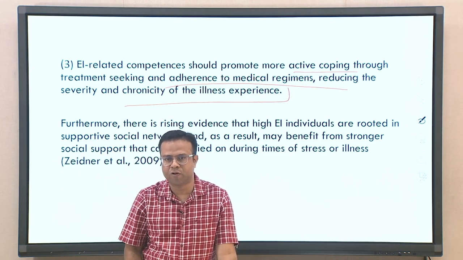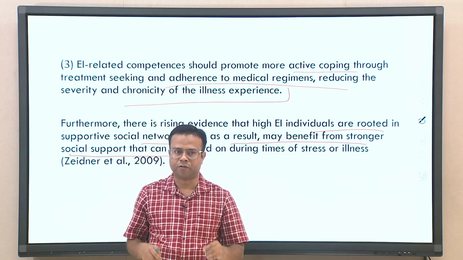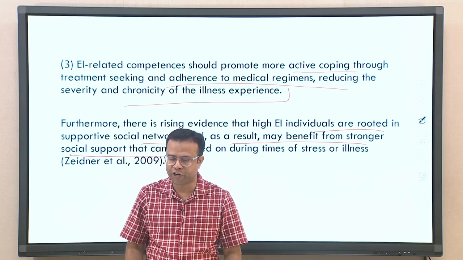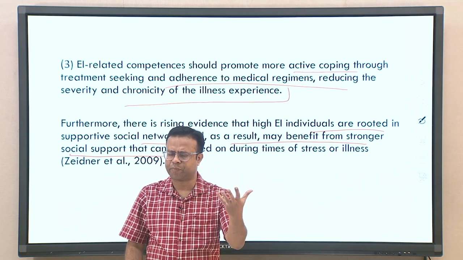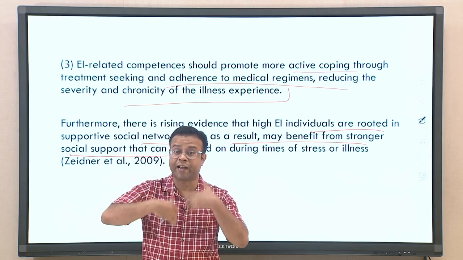There is also rising evidence that high EI individuals are rooted in supportive social networks. As a result, they may get much higher benefit from social support networks. So, people with higher emotional intelligence in terms of expressing and regulating emotions, knowing the context, and understanding others and themselves, have higher empathy.